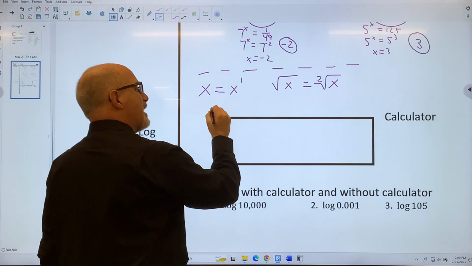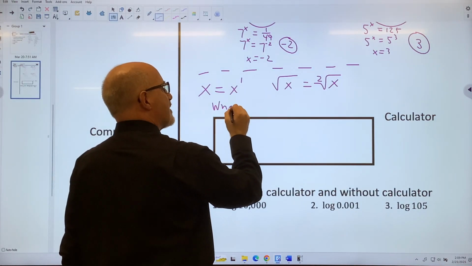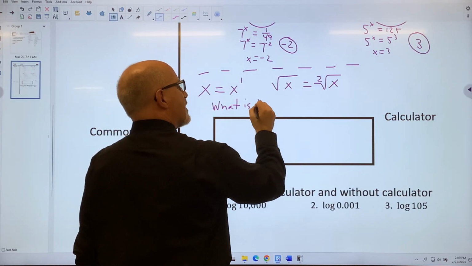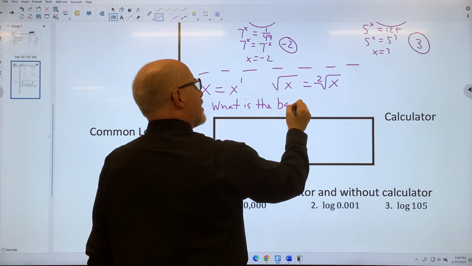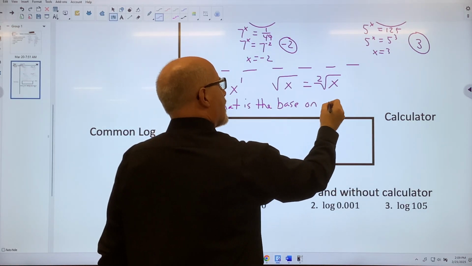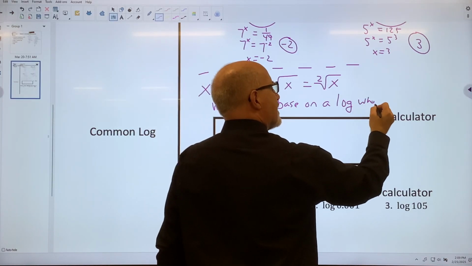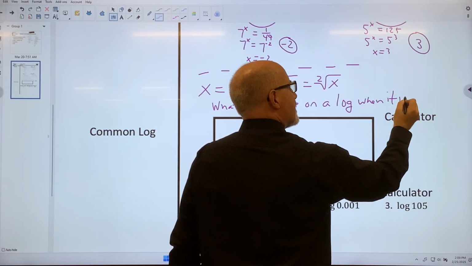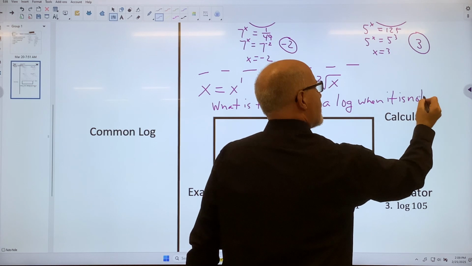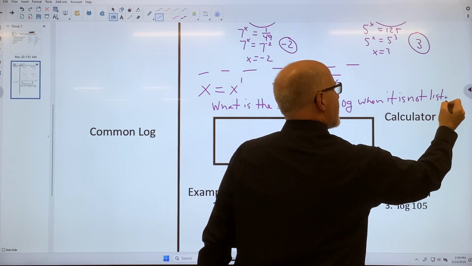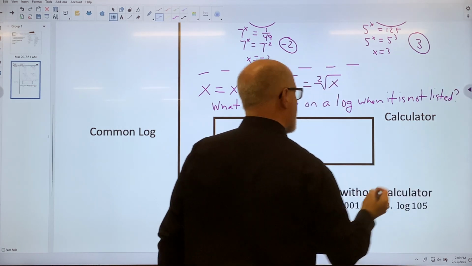So the question then is, what is the base on a log when it is not listed? That's the question we're going to answer here.